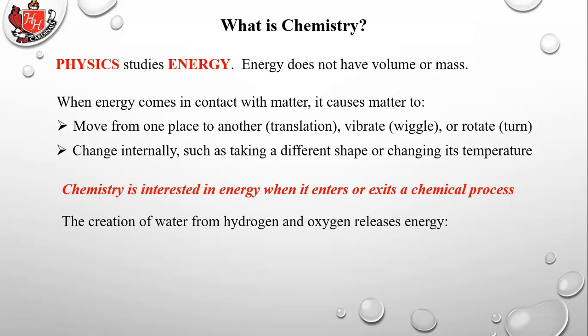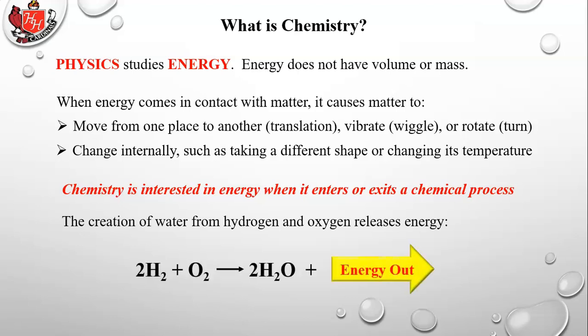The creation of water from hydrogen and oxygen releases energy. So if you put two hydrogen molecules together with an oxygen molecule, you'll get two water molecules, and that also releases energy. What you're seeing there is called a chemical equation, and we're going to learn about those very shortly.